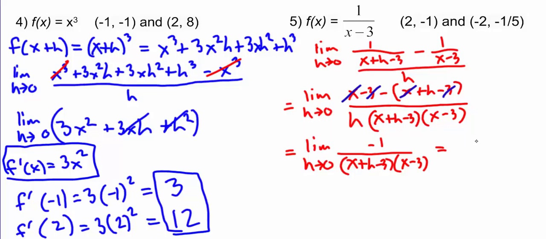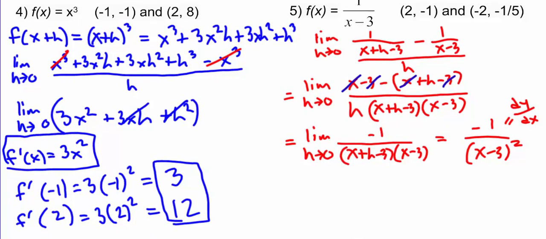We can plug in 0 for h right now, and we'll have -1 times, well, if you get rid of the h, that's x minus 3, and it's times x minus 3, so I'm going to write it as x minus 3 squared. So what we have right there, of course, is our derivative. I'm going to write it this way, dy dx, squeezing that in on the side there. There's our derivative, -1 over x minus 3 squared.